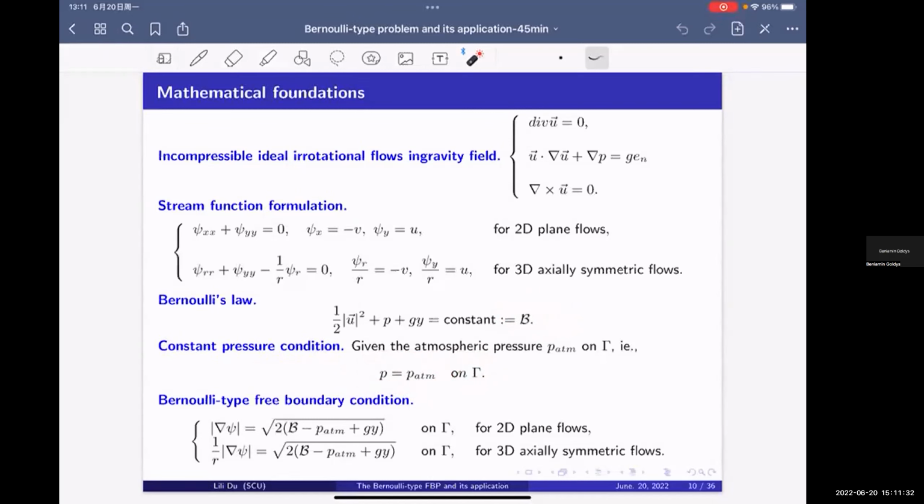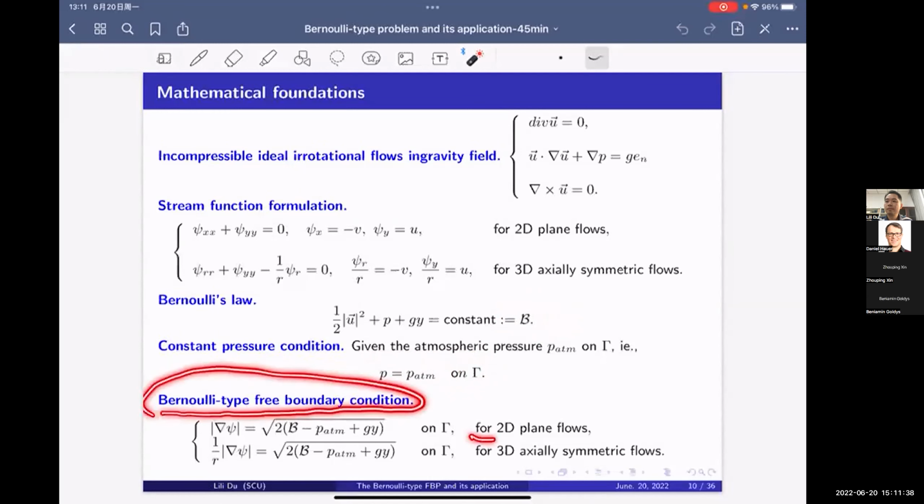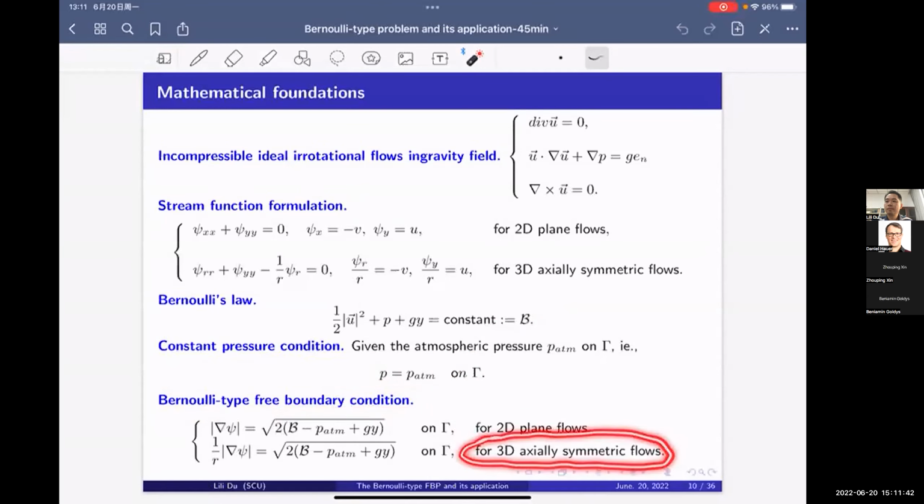So we can obtain the following Bernoulli-type free boundary conditions for the 2D case and the 3D axially symmetric case. For the 2D case, the gradient of psi equals this quantity. And for the 3D axially symmetric case, the gradient of psi over r equals this one.